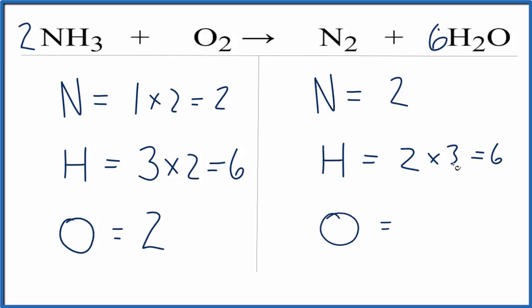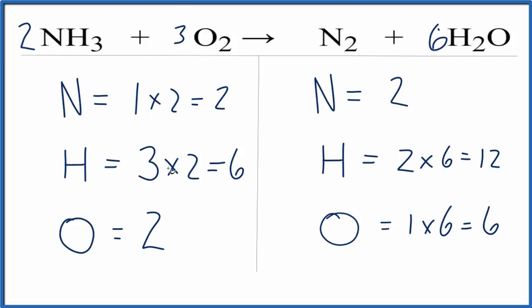And now I have 1 times 6. I have 6 oxygens. And then I need to update my hydrogens as well. So for hydrogens, I have 2 times 6. That gives me 12 hydrogen atoms. All right. Well, I can fix the oxygens if I put a 3 here. The oxygens are fine. The nitrogens are fine. But we have a problem here with our hydrogens.